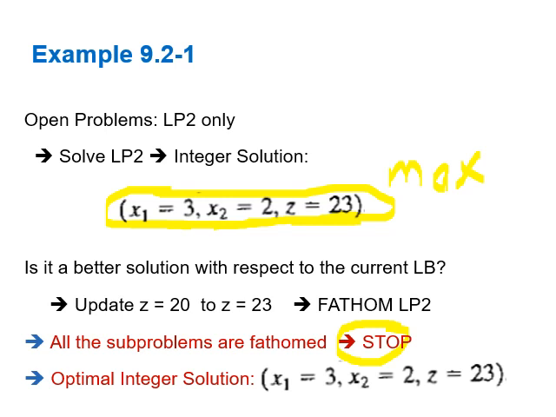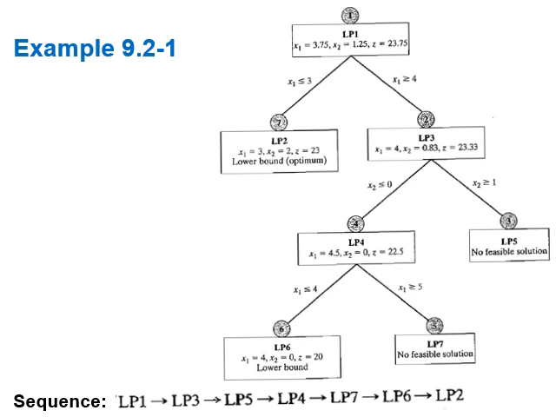And what is the optimum solution then? The optimum solution is the solution that you keep in memory, the best solution that you get during this procedure, which we got in the last try, okay, with z value equal to 23. Then this is our final branch and bound tree.